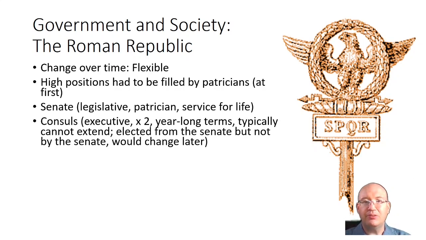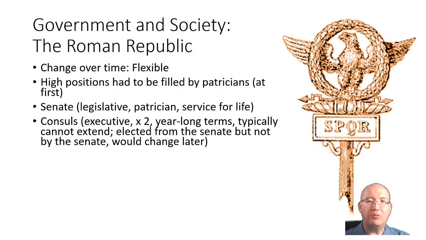There were also something called consuls. This represented the executive branch. Now, they were interesting in large part because there were two of them. There were two consuls. And remember how we talked about there being two kings in Sparta? It's the same kind of idea. You had two consuls so that they could veto each other. So one consul could veto the other one's decision.